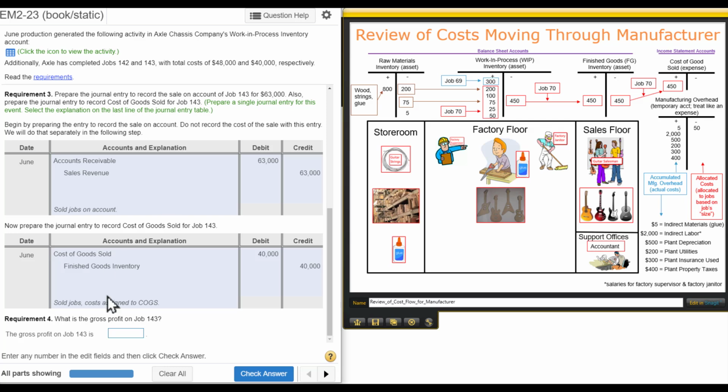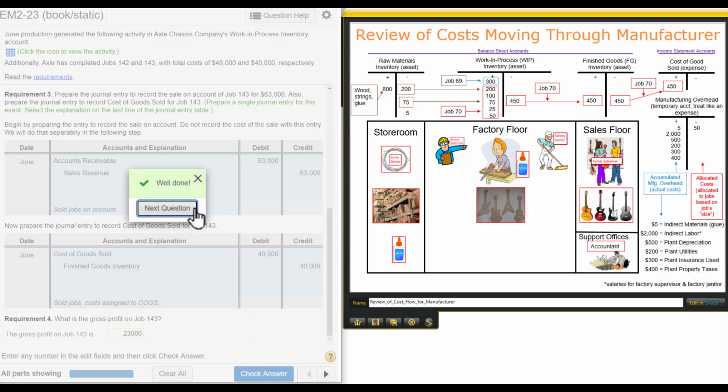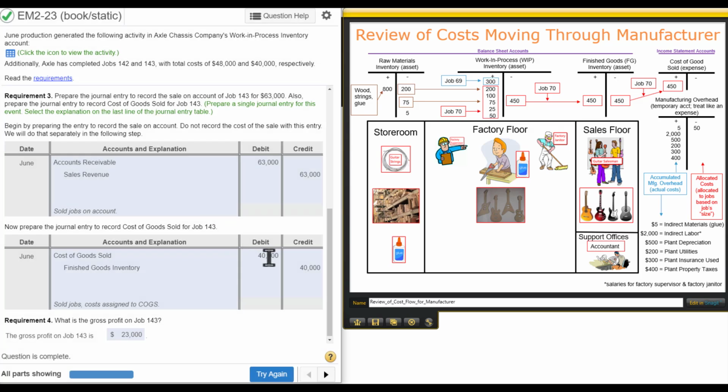And then they're asking us, how much was the gross profit for job 143? So remember, this is job 143 right here. So our sales, well, first of all, what's the formula for gross profit? It's sales revenue minus COGS. So revenue minus that expense. So it looks like $23,000. So how do you like that gross profit? Something cost you $40,000 and you sold it for $63,000. Not bad. So that's it.